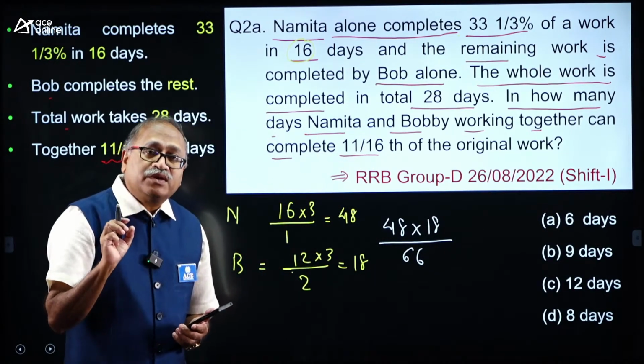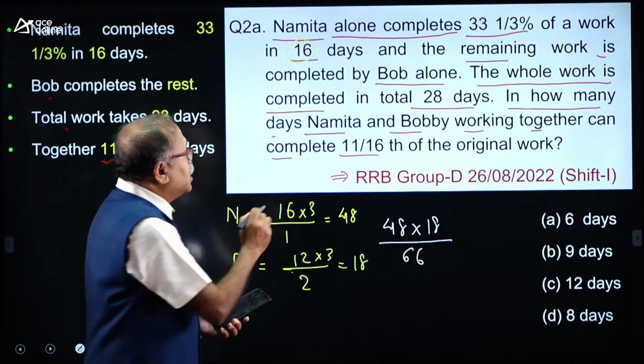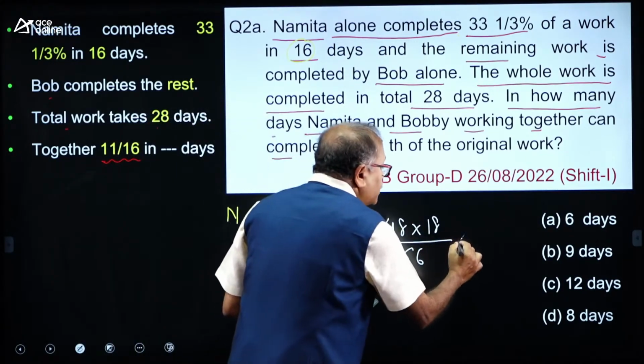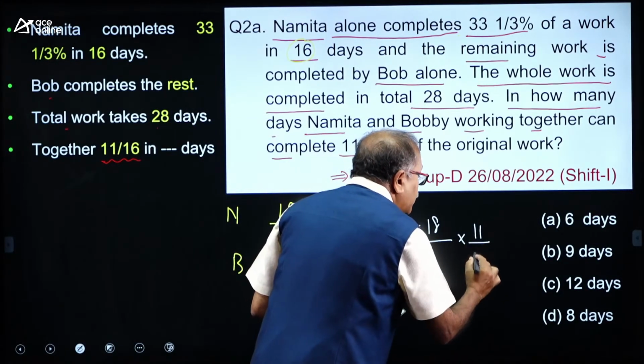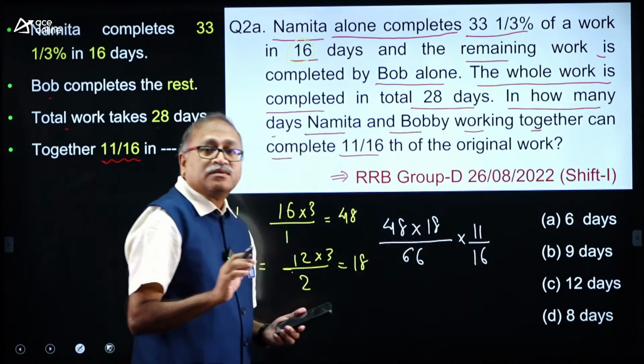Together can complete one work in these many days. I need 11 by 16th of the work. So, multiply this by 11 by 16. That is over.